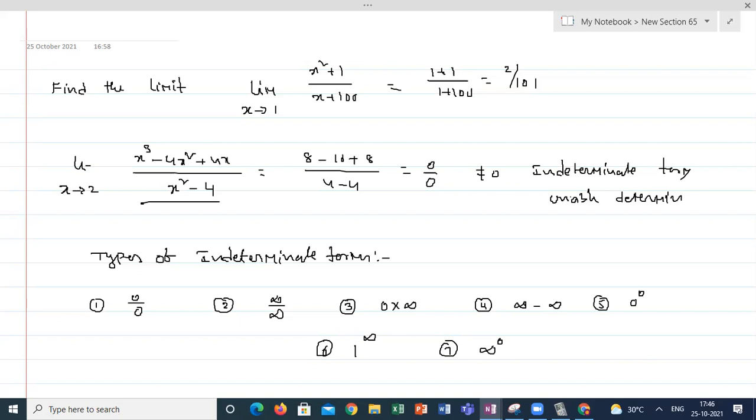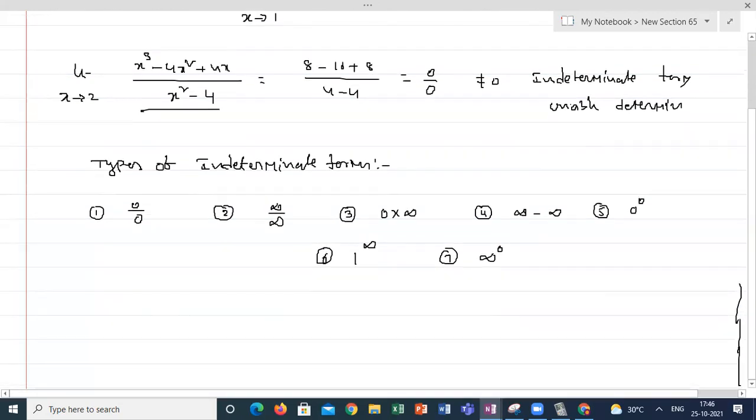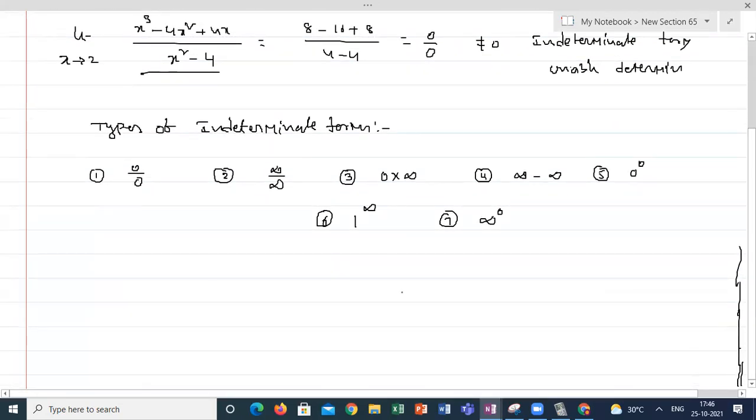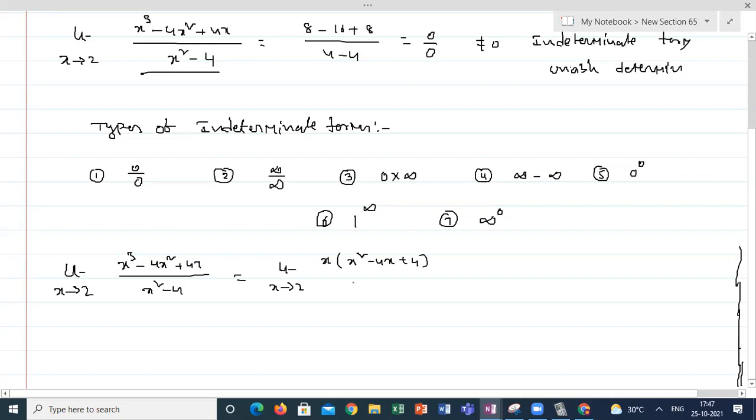When you face indeterminate forms, how to react? That format means the value cannot be found out. So you have to change the form of the expression. In this case, you can take the factors. The numerator: limit x tends to 2, if I take x common, this will be x square minus 4x plus 4 divided by x square minus 4, which can be written as x minus 2 into x plus 2.